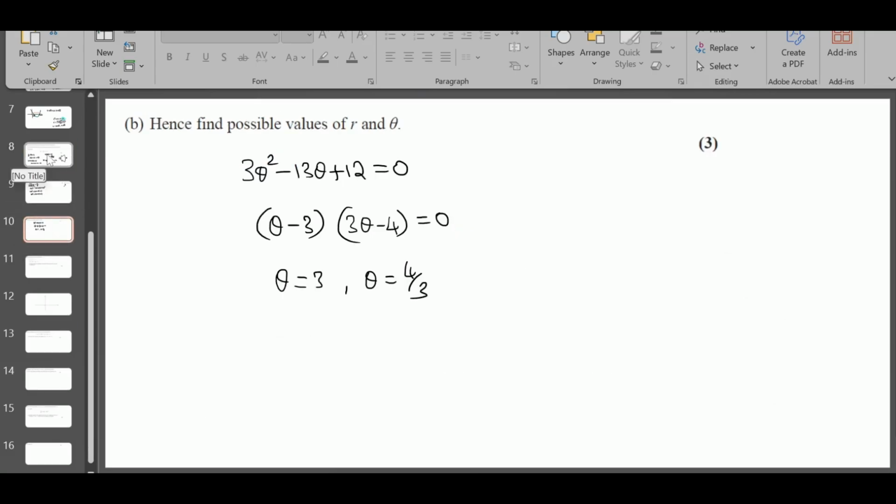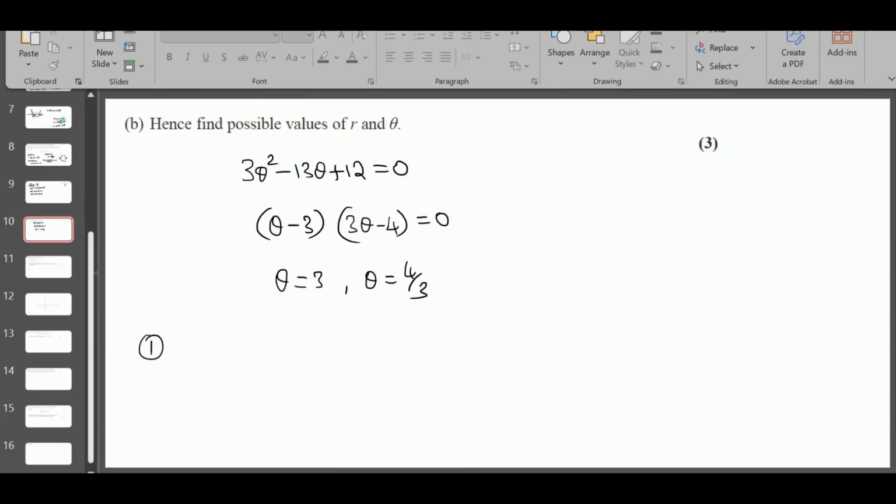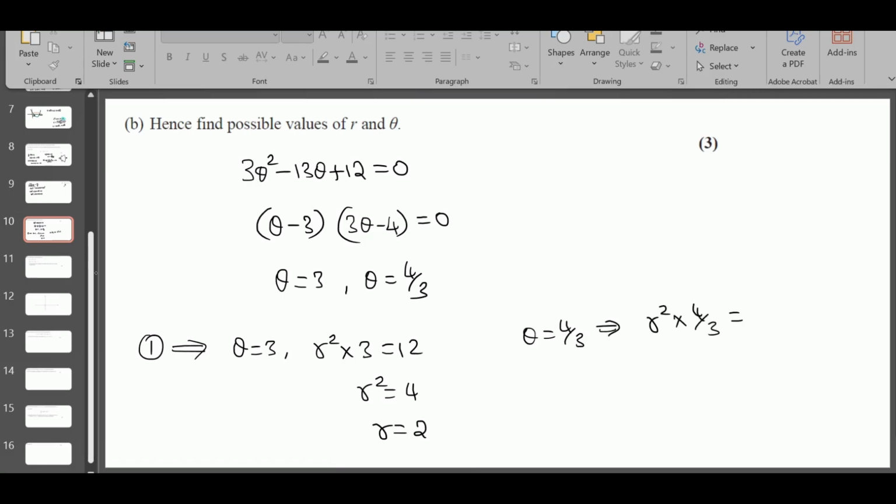Okay, we have equation 1 here. r square theta is 12, right? Let's sub in there. From equation 1, when theta is 3, r square times 3 is 12. r square is 4, r is 2. When theta is 4 over 3, r square times 4 over 3 is 12. So r square is 9, r is equal to positive 3. That's all. Two possible solutions.